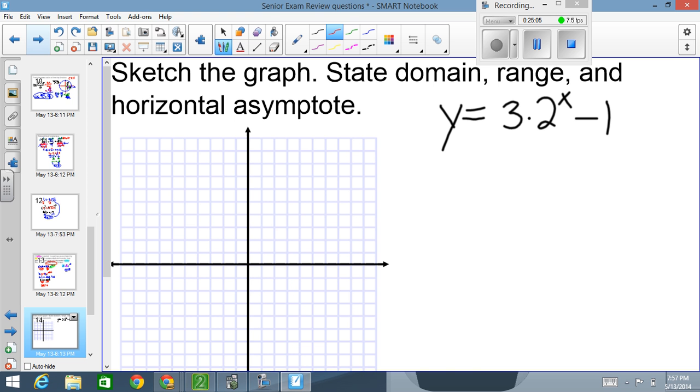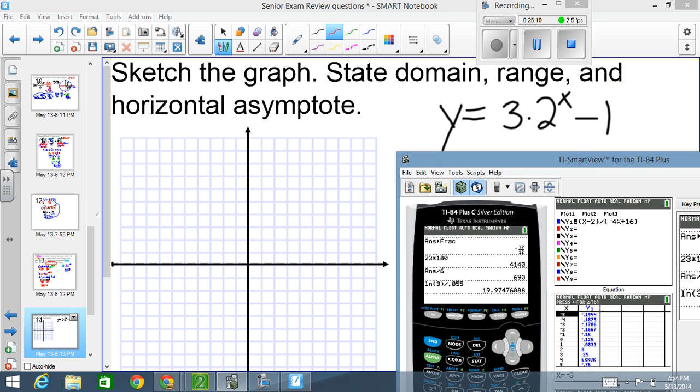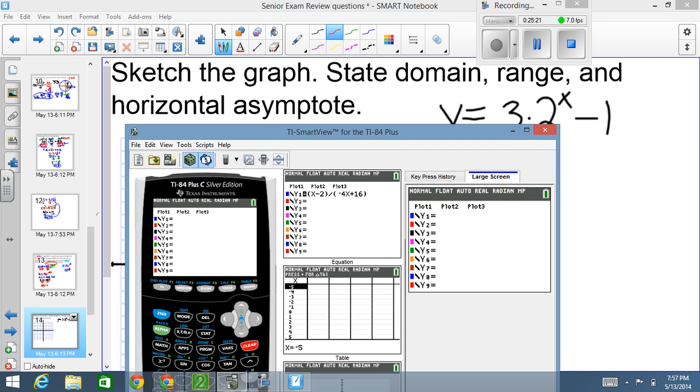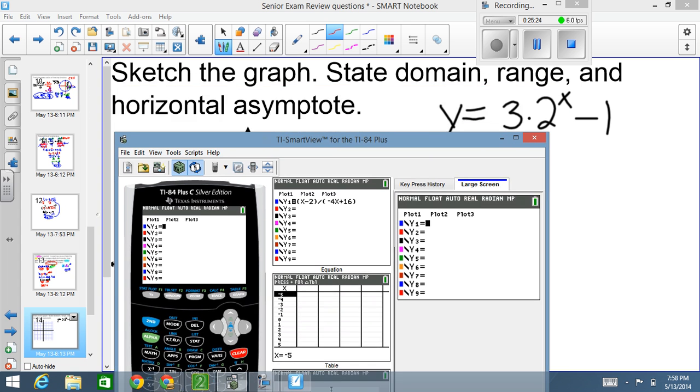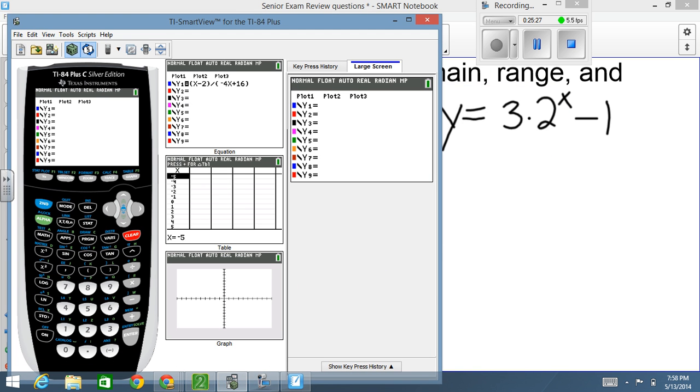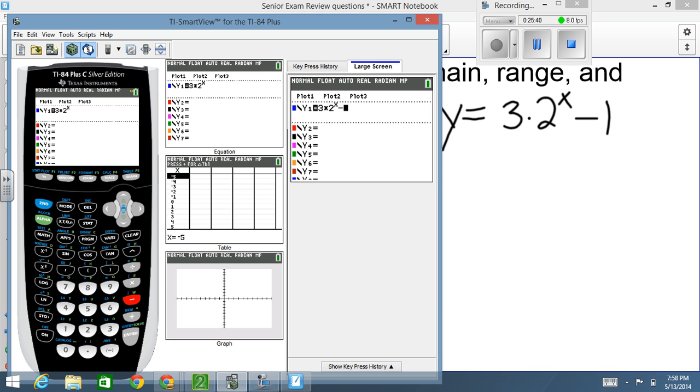Sketch the graph, state the domain, the range, and the horizontal asymptote. So I'm going to grab my calculator and go to my y equals, clear it out, and put in 3 times 2 caret x. Then I come back down to earth here for my -1. Don't put that -1 up there in the exponent.